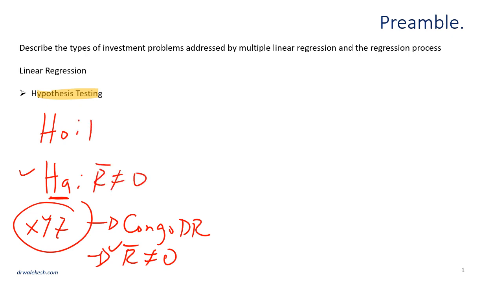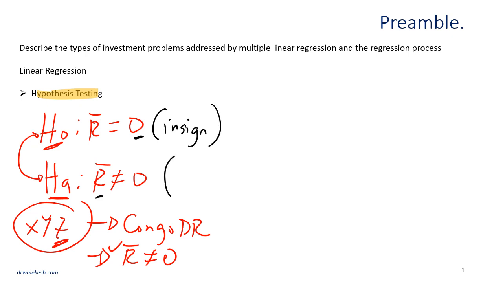Then my null hypothesis will be that the average return on the stock of company XYZ will be equals to 0. Because we know that the null hypothesis and alternative hypothesis are mutually exclusive. Since the return is equals to 0, that's the average return is equals to 0, that means it is statistically insignificant. And if the average return is not equals to 0, then it is statistically significant.